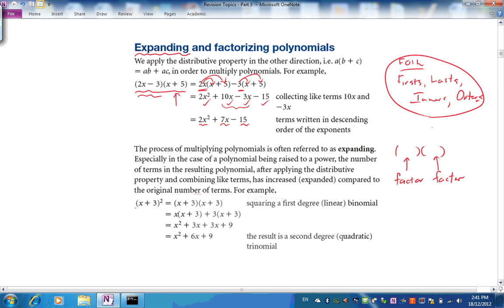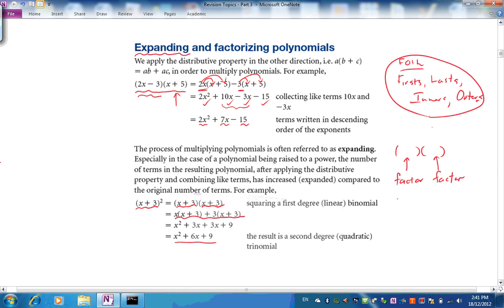So let's have a look at x plus 3 squared, and that's x plus 3 by x plus 3, and you can do it again, doing it in full. And here x plus 3 is a linear term, a first degree binomial because it's got two terms in it, and we are going to expand those.